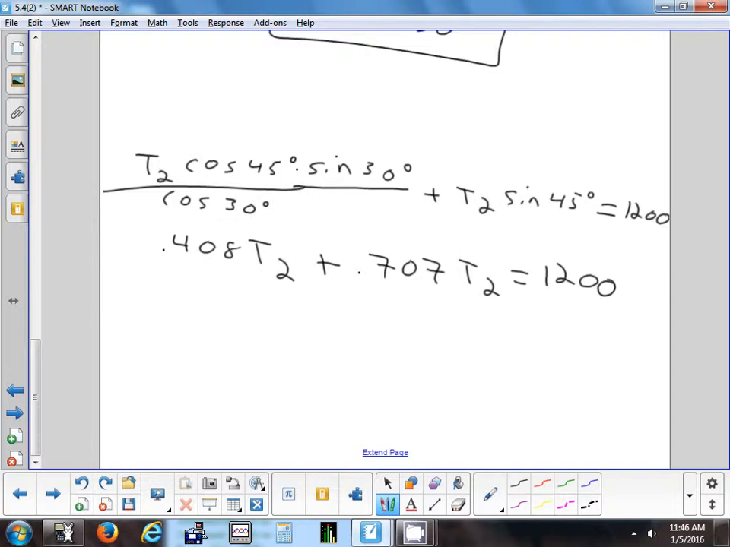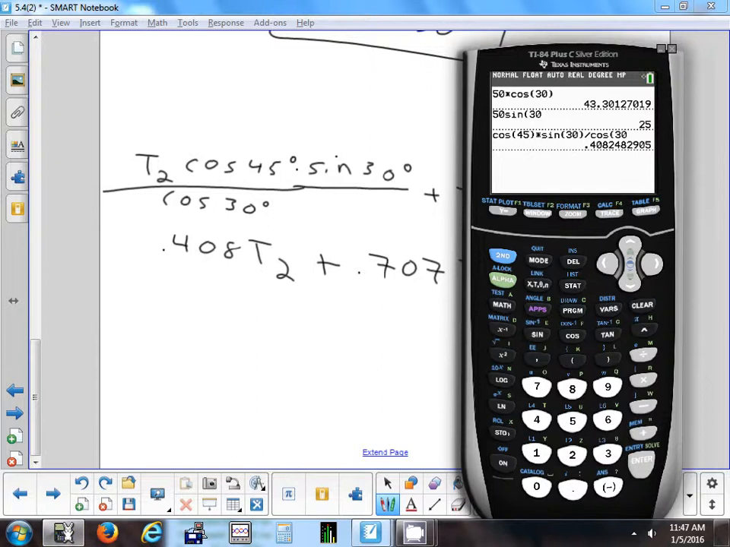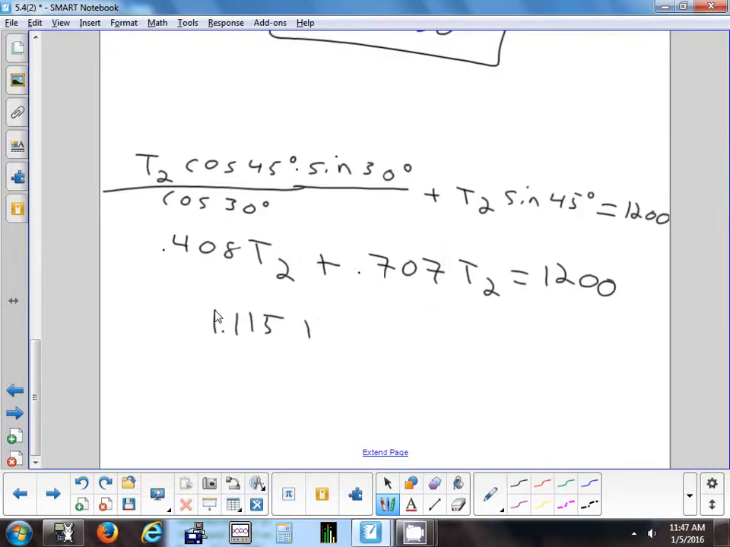Okay, and now what can I do with 0.408 T2 plus 0.707 T2? Yeah, just combine them. This is like 2x plus 3x equals 7 now. Combine your like terms. So we got 0.408 plus 0.707. That gives me 1.115. And my last step, how do I get that 1.115 on the other side? Divide.